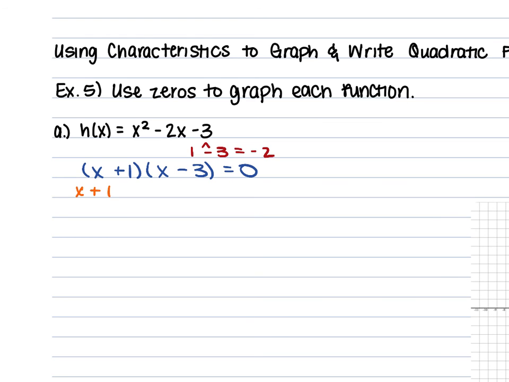Set each part equal to 0 and solve for your variable. You get that x is equal to negative 1. You get that x is equal to 3. So your zeros are that x is equal to negative 1 and x is equal to 3.